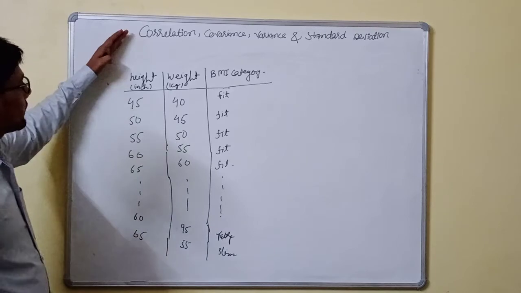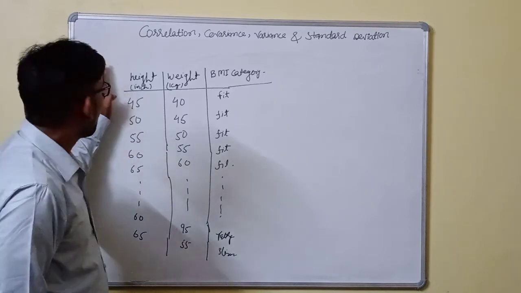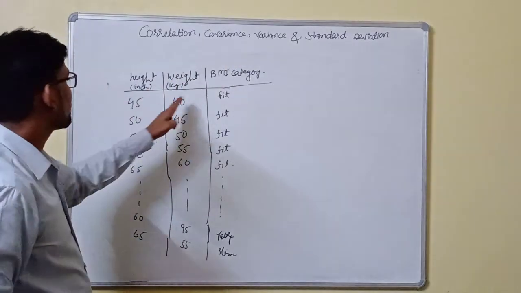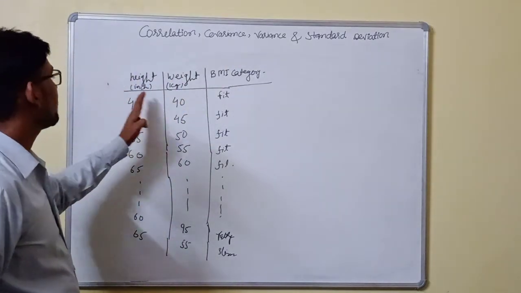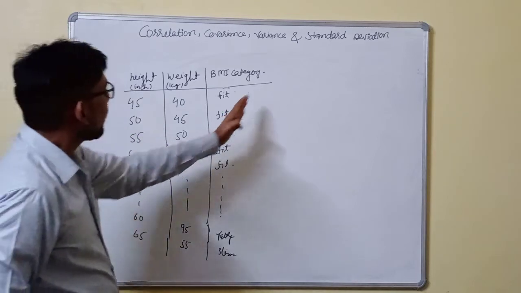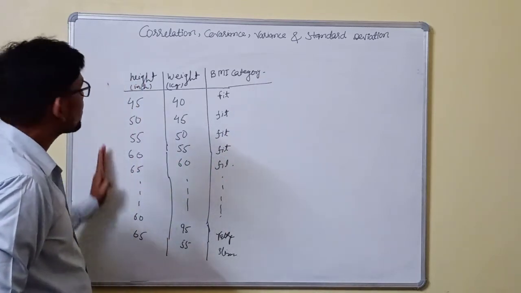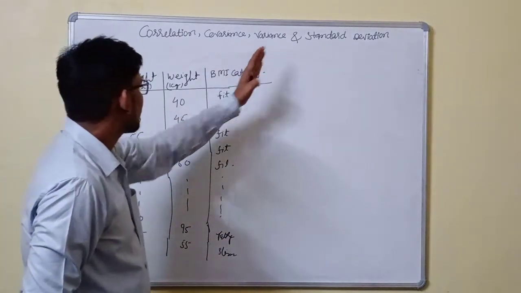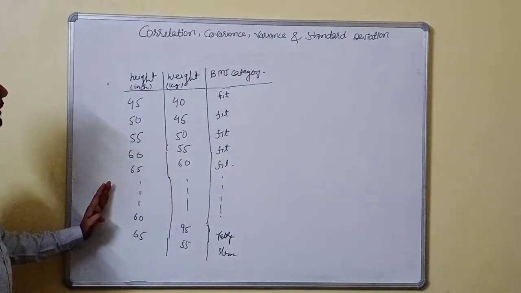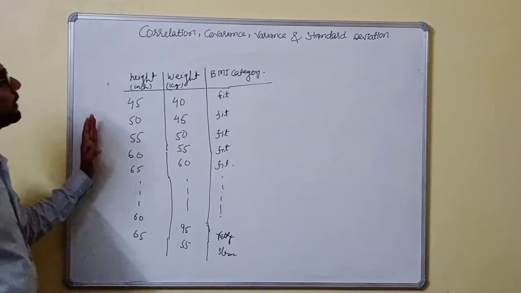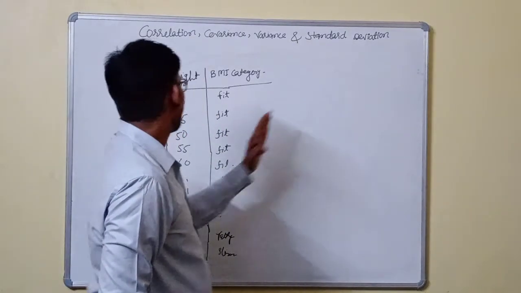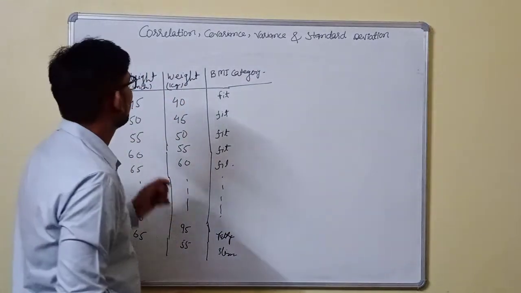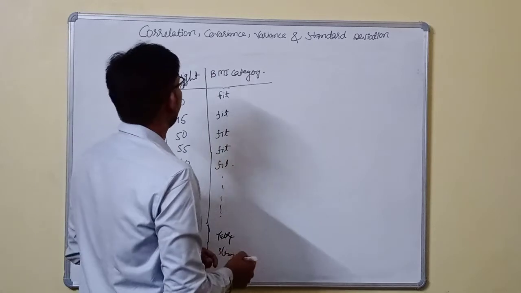So let's see how these two variables are correlated to each other. What is the covariance of these two variables? What is the correlation between the two variables? How are these values distributed on the xy plane? That is, what is the variance of this data set, and what is the standard deviation of these variables, right? So let's start with the covariance.